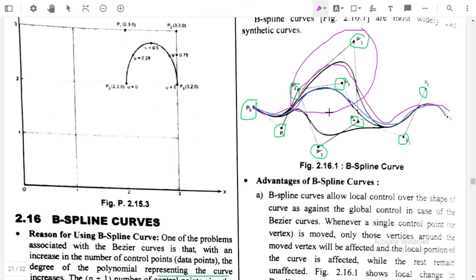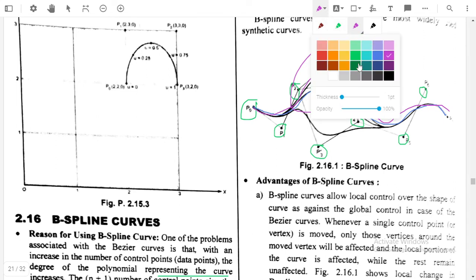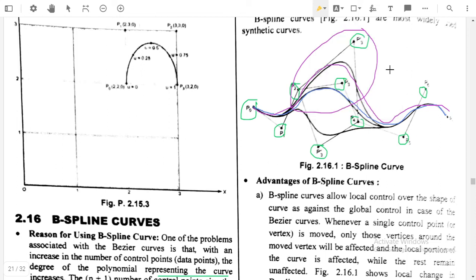Now, if we change the position of the point P3 from P3 to P3 double dash, then the shape of the curve will be represented by the yellow line. Only in that yellow portion will the shape of the curve change, and the rest of the curve will remain the same.